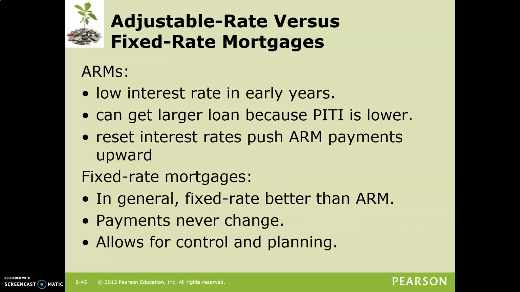Okay, adjustable rate versus fixed rate mortgages. ARM usually offers a low interest rate in the early years, and you can get a larger loan because the principal, interest, tax and insurance payment is lower, but it can be reset. Interest rates push ARM payments upward. Fixed rate mortgages in general are better than ARM. Payment never changes. It allows for control and planning. Okay.